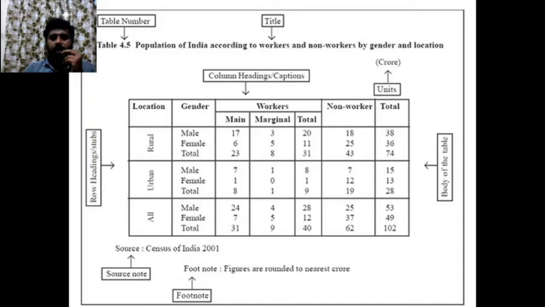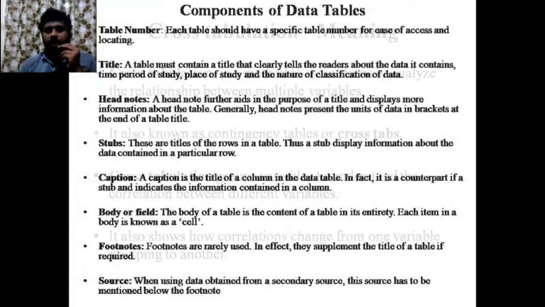Next is column headings. These are the column headings like location, gender, workers, non-workers, total. So these are all called captions. When it comes to the row headings, it is called stubs. And this complete part of the table is called the body of the table. And from where you have got this information, you got it from Census of India 2001, and you should mention it as source note. And there will be a footnote. What it says is that the numbers given here have been rounded up to the nearest crore. So these are the components of a table.